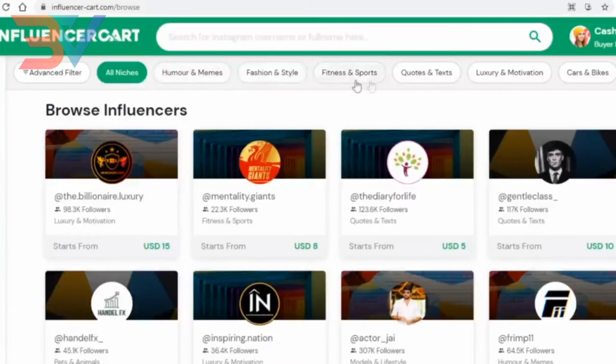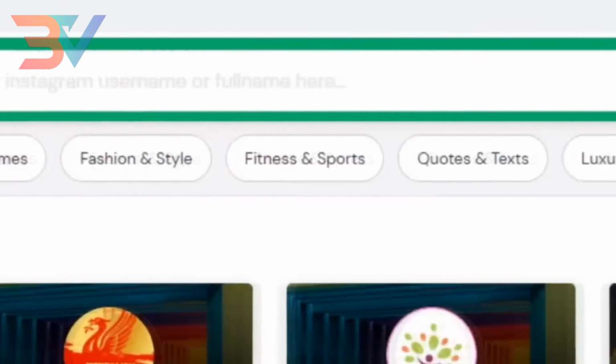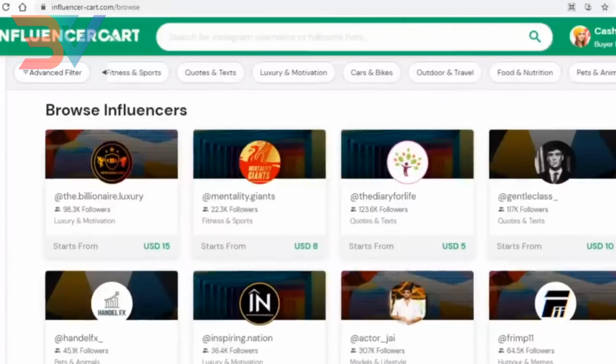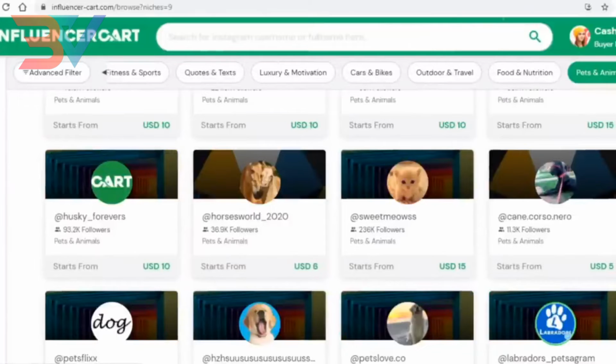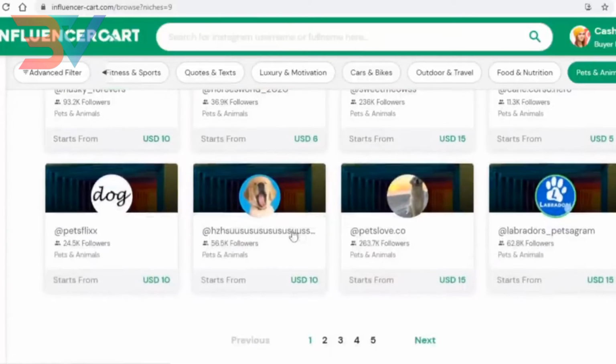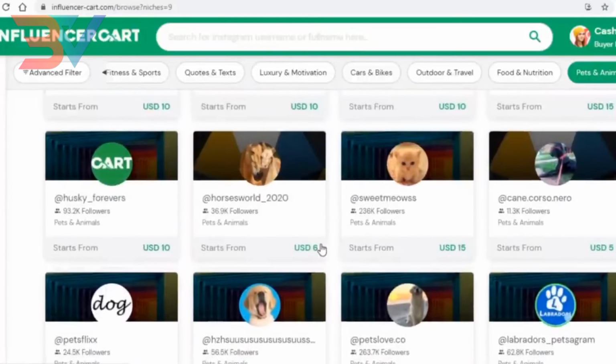Furthermore, this page offers, as you can see, a lot of different categories, and this is why I said in the beginning that it doesn't matter what your page is about. And as you can see, we have a pets and animal category here indeed. And here is the best part. You will easily find pages with thousands of followers that will promote you for as little as $5.